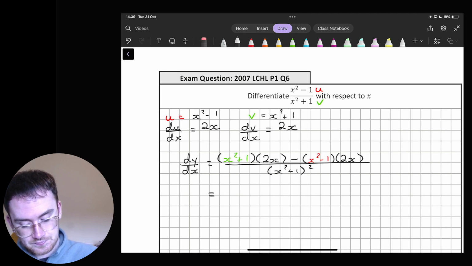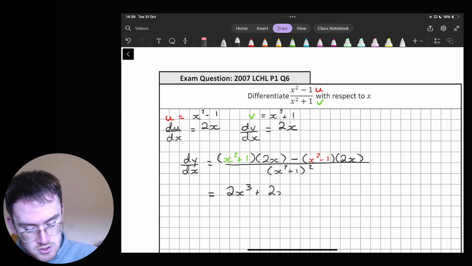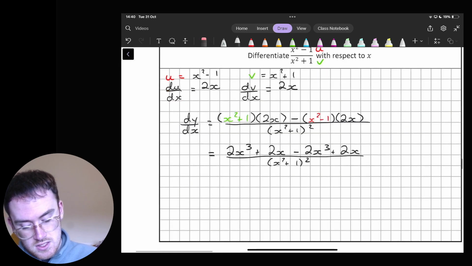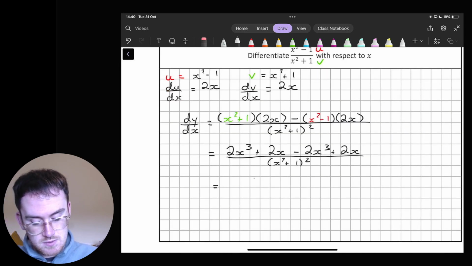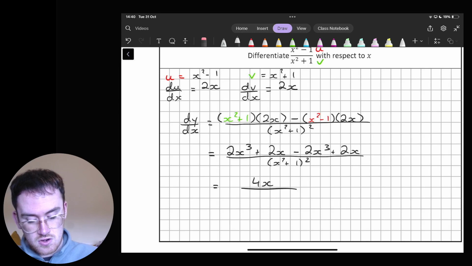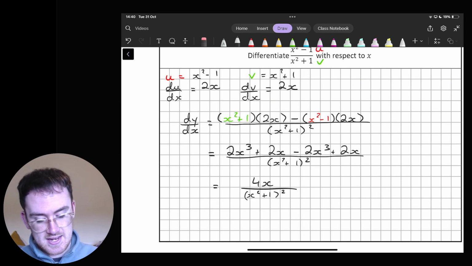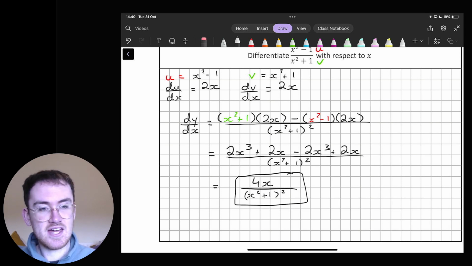So multiplying everything out here, I get 2x cubed plus 2x minus 2x cubed plus 2x, all over x squared plus 1 squared. Reducing everything down as best I can, I get 4x over x squared plus 1 squared. And I can't reduce that down any further. So that is my end result there.